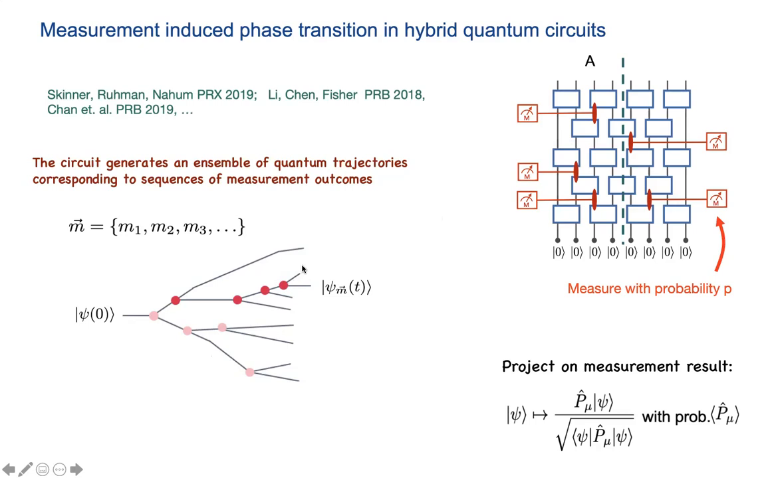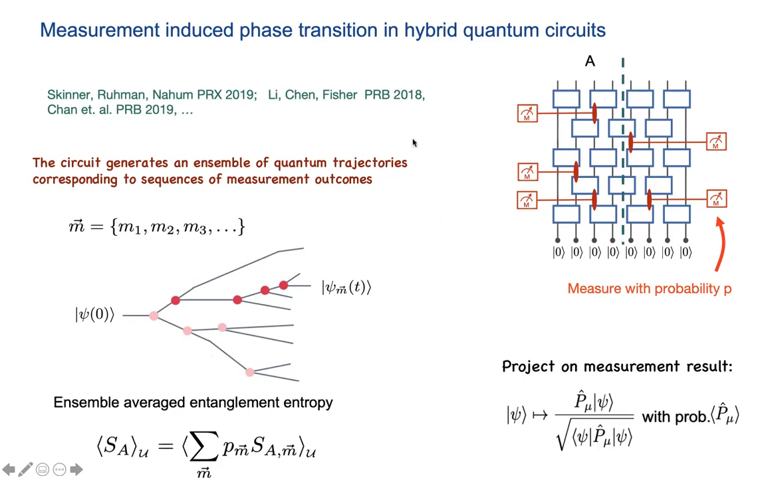And then we ask a question like, what is the entanglement entropy of a trajectory state like that? Such a pure state has an entanglement entropy, say in a subsystem A, and we ask, what is the average over the ensemble of trajectories of this entanglement entropy of A? Note, it's an entanglement entropy of a pure state, if the initial state is pure.